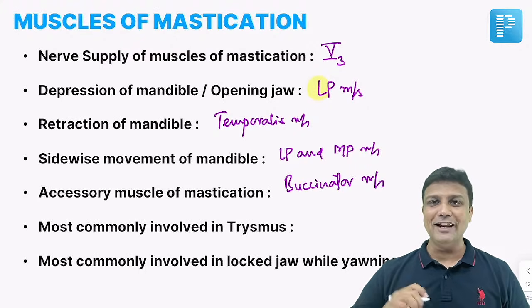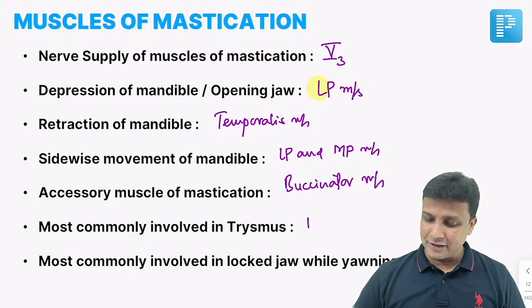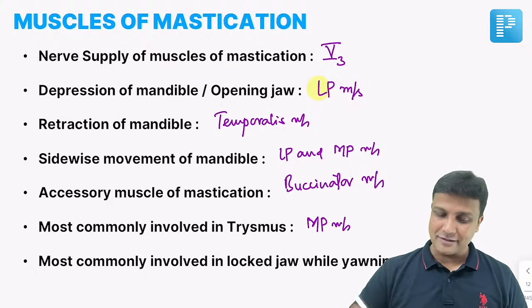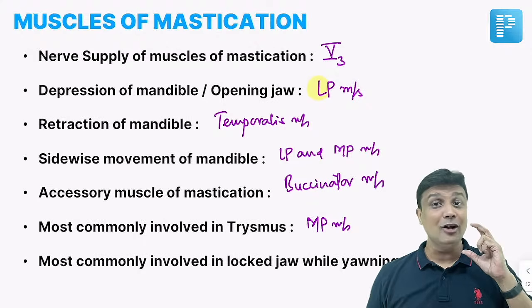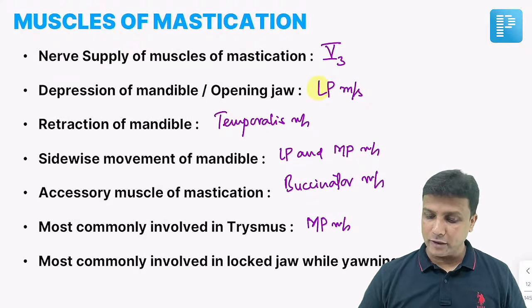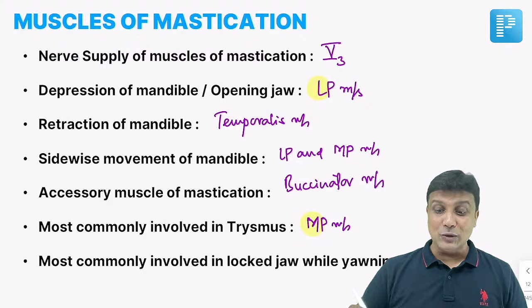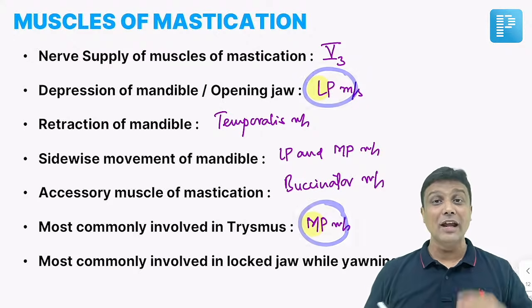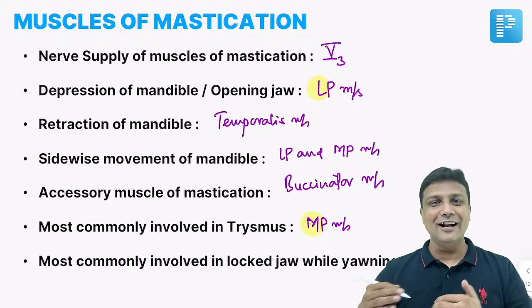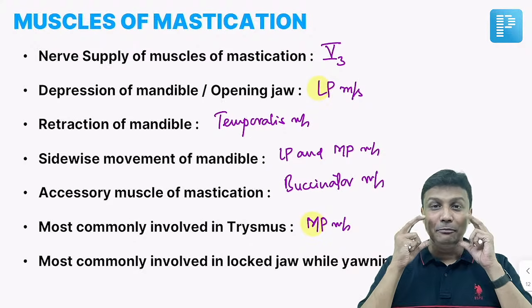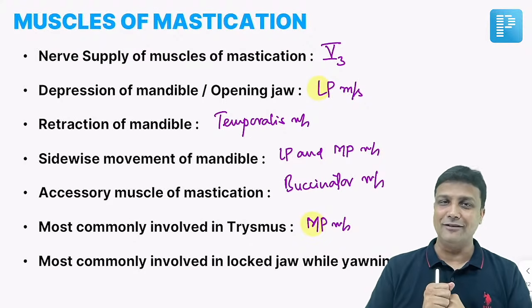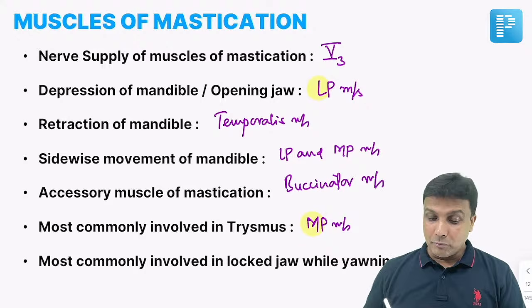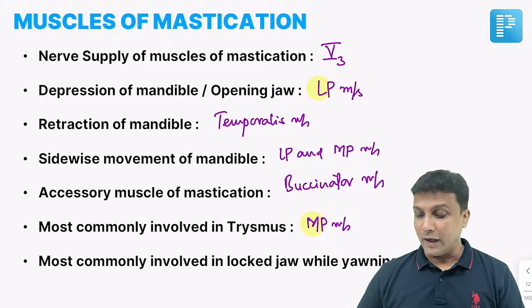And most commonly involved in trismus, remember, will be the medial pterygoid muscle. Please remember, trismus is like lockjaw. Lockjaw, it is medial pterygoid. So that you don't get confused between the lateral pterygoid and the medial pterygoid here, sir: for lowering the jaw, lateral pterygoid, whereas in locked jaw, that will be the medial pterygoid.